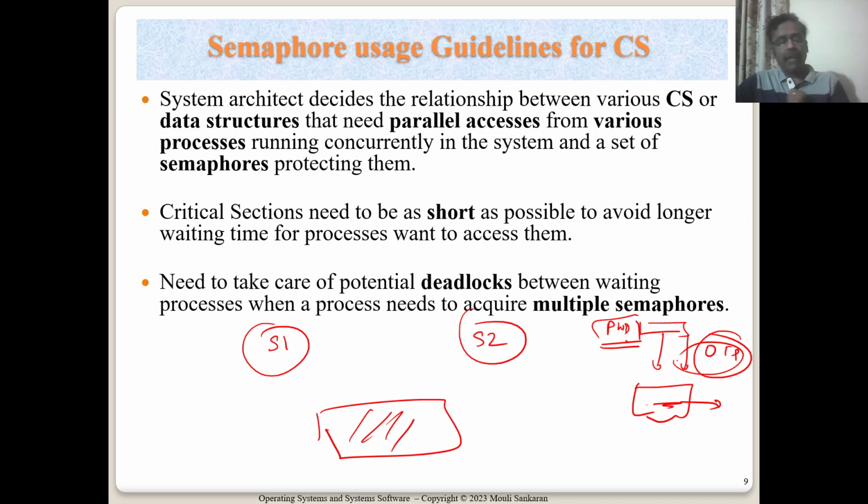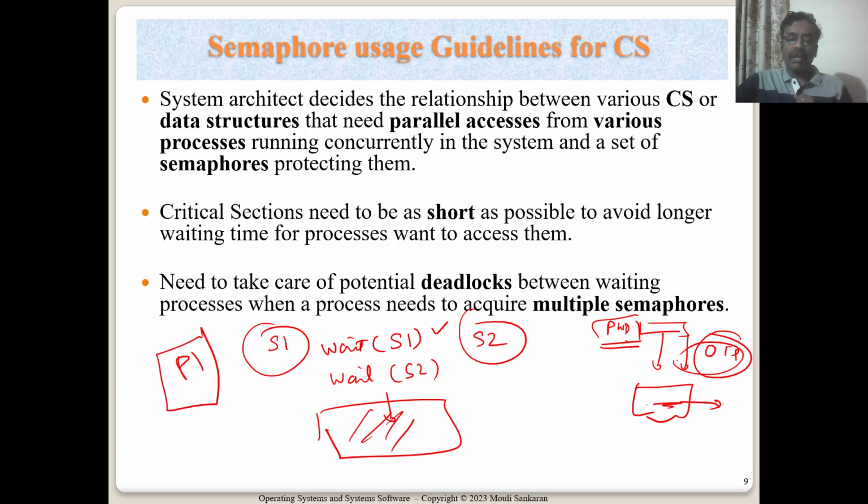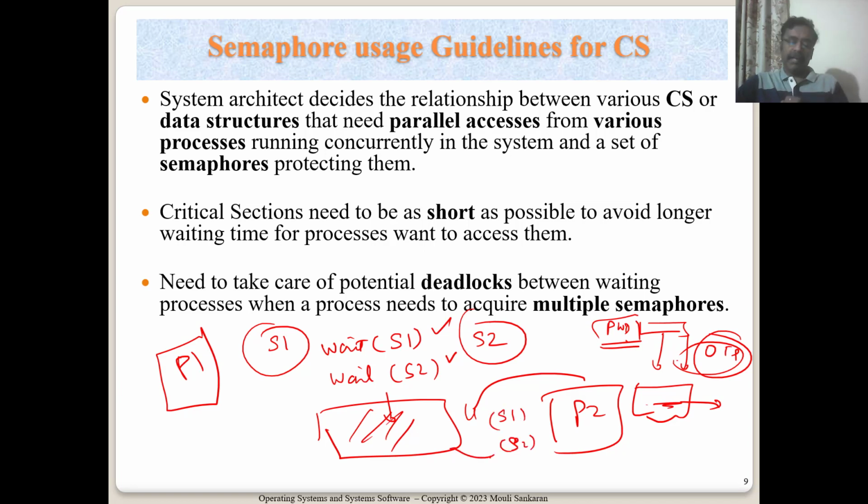If that is the case, you need to have a discipline in calling the wait on the semaphores in a particular order. Wait S1, then wait S2, then enter the critical section. So if process P1 wants to acquire the semaphores S1 and S2, it should call them in this sequence. Similarly, if some other process P2 wants to enter the critical section, it should also call S1 wait and S2 wait, then come into the critical section.